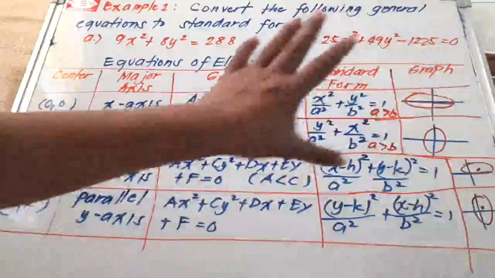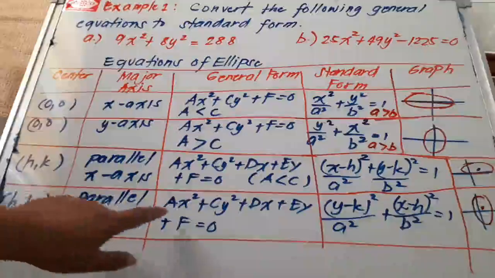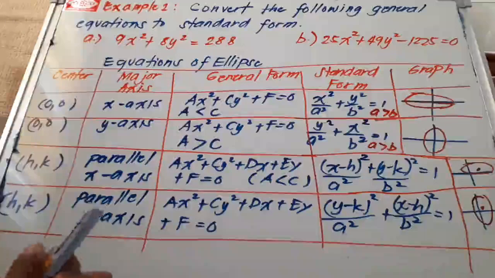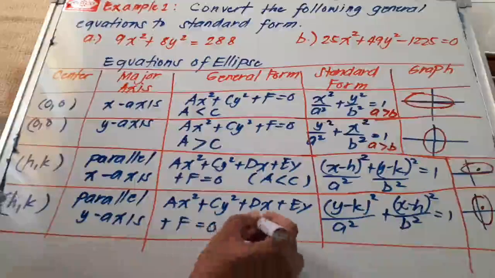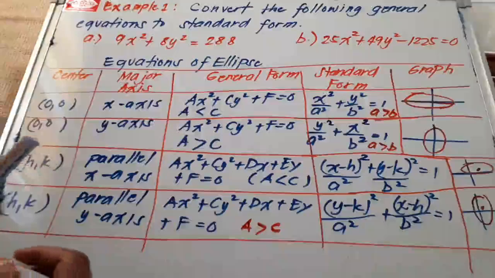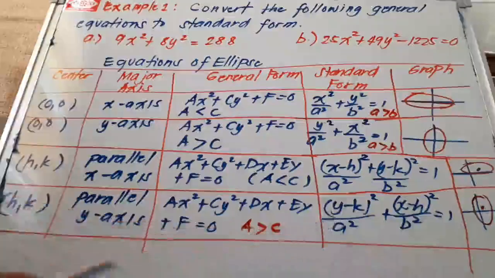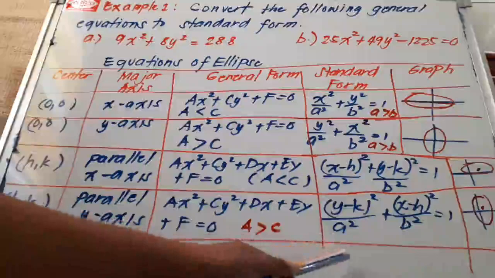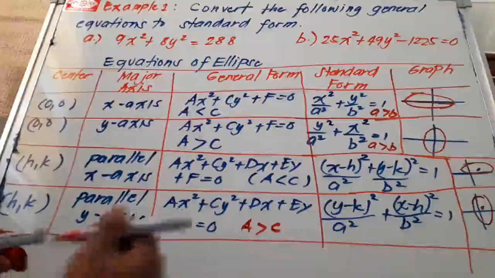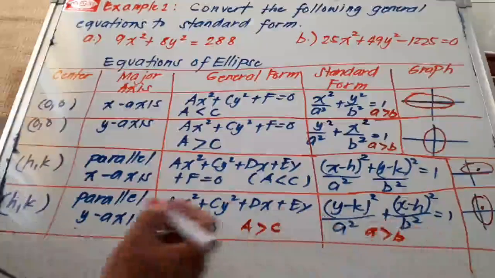The ellipse is vertical and the center is not located at the origin. The equivalent equation will be ax squared plus cy squared plus dx plus ey plus f equals 0, and a is greater than c. Okay? And the equivalent standard equation is (y minus k) squared over a squared plus (x minus h) squared over b squared equals 1. Okay? Remember, a is always greater than b.